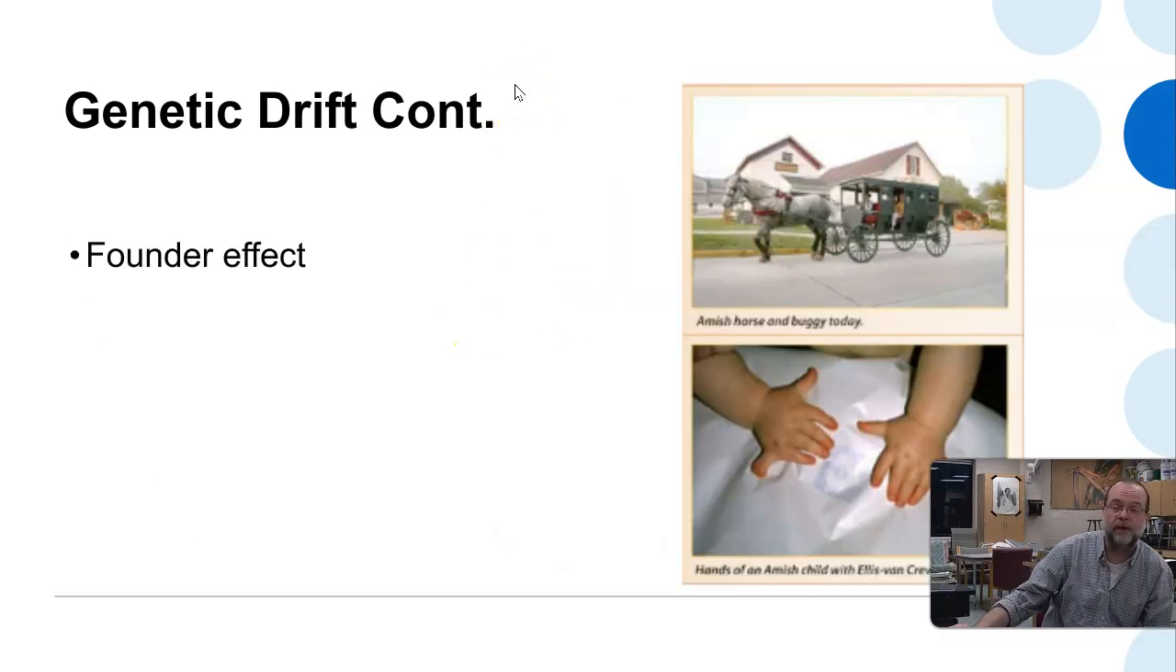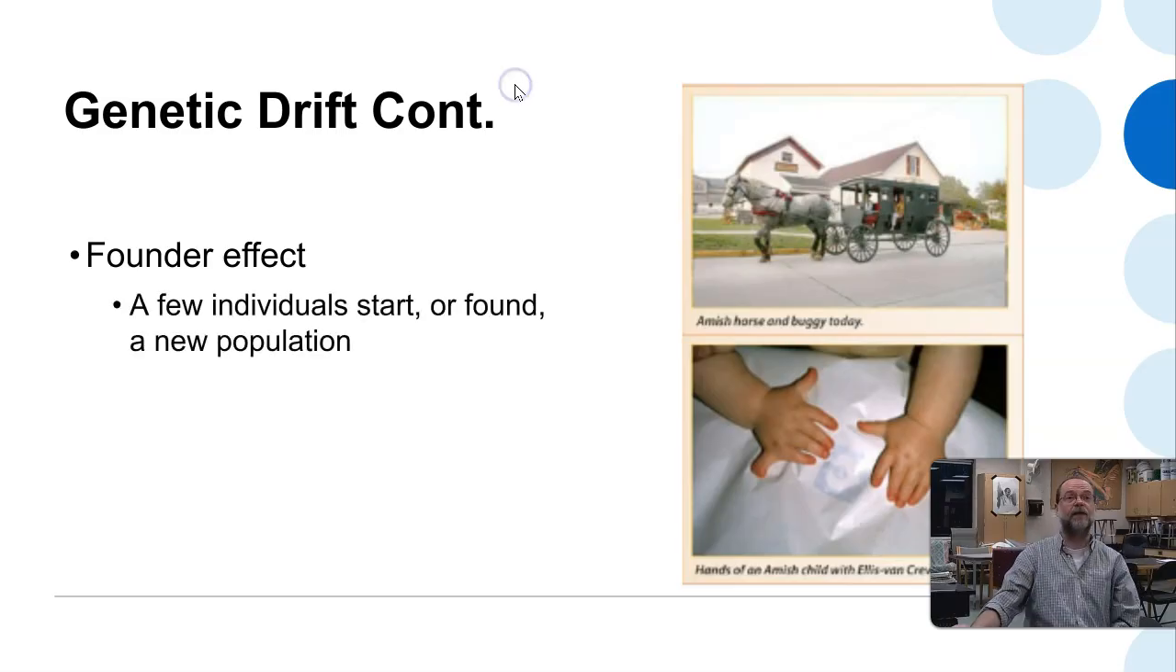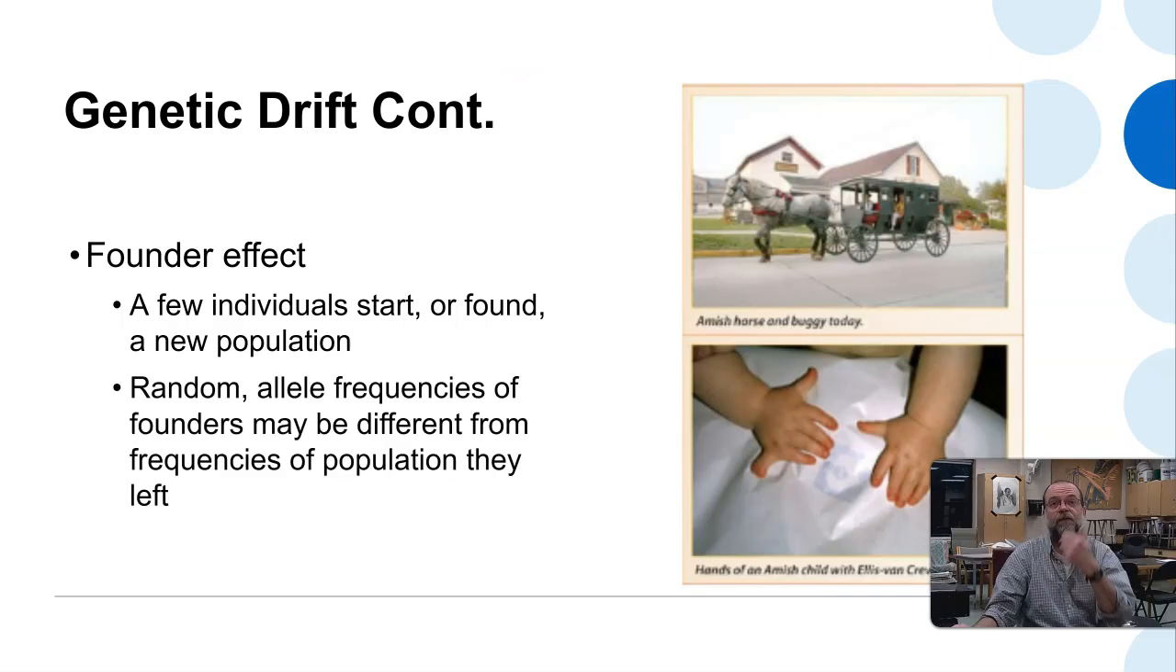Another kind of genetic drift is what we call the founder effect. And the founder effect is when a few individuals start or found a new population, like, for example, the Amish population. And so that is going to be different from the populations that they left.